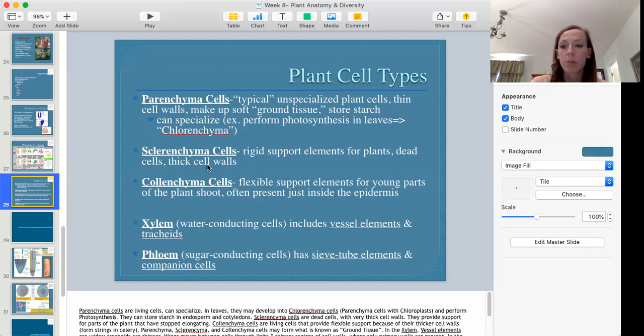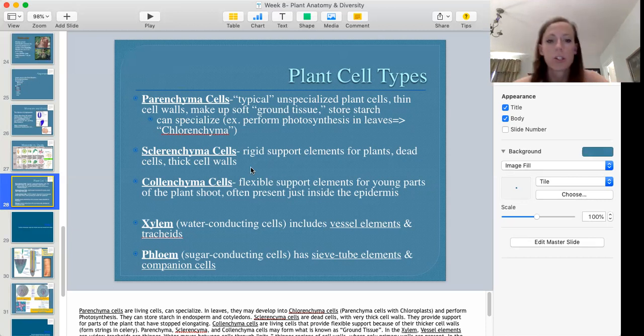Like I said, when they are mature, they have now solidified their cell walls as a support and kind of lost the internal organelles inside the cell. So these will serve as a support structure for the plant. And then collenchyma cells are another support type cell, but they're flexible now as opposed to rigid. So they are present in young parts of the plant that are growing but still need a supportive element.